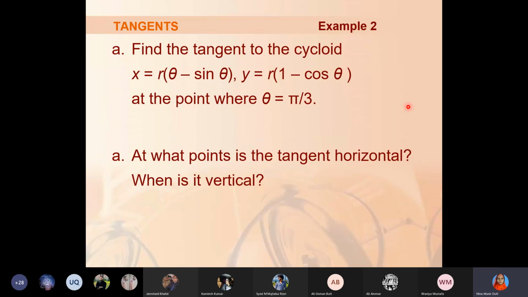Find dy by dx. What is coming for dy by dx? What is your dy by dx? Under root 3. Before putting theta is equal to pi by 3, what's its value? Ma'am, it is sine theta over 1 minus cos theta. Okay, dy by dx is actually sine theta over 1 minus cos theta, and when you put theta is equal to pi by 3, it is under root 3. Okay, and then find the values of x and y for theta is equal to pi by 3.